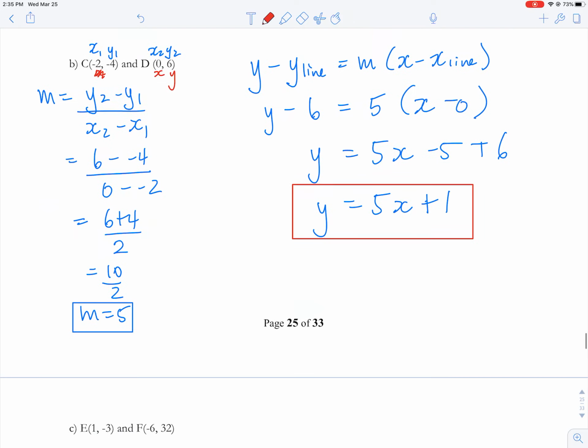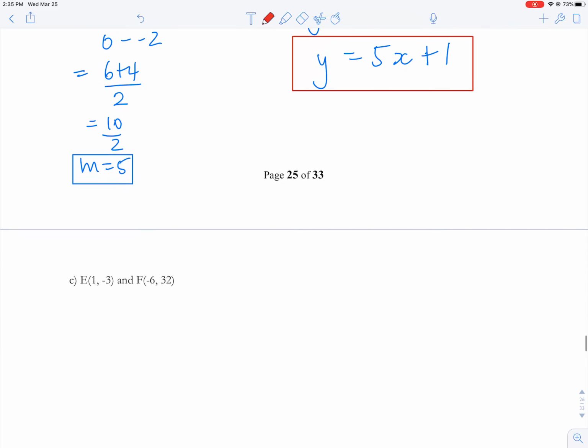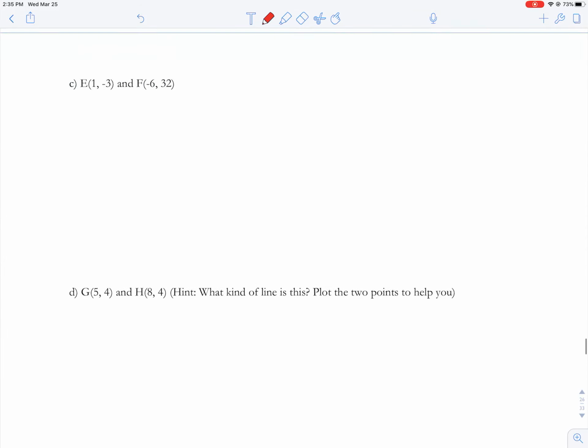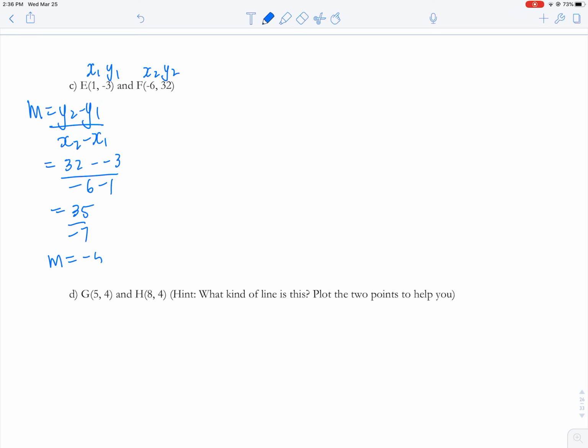Okay, we've got a couple more. If you need to skip ahead, skip down to make sure that you see D and E because they're a little bit different. C, I'm going to find my slope. It's y2 minus y1 over x2 minus x1. So I get 32 minus 3 over minus 6 minus 1. So that's 35 over minus 7. I get that m equals minus 5.